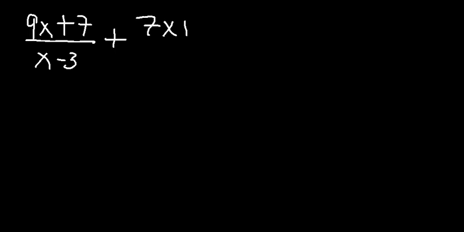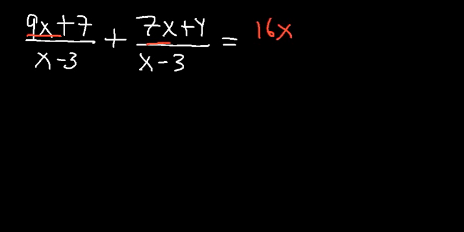So now we're going to focus on adding and subtracting rational expressions. So let's start with, let's say, like denominators. So 9x plus 7 divided by x minus 3, plus 7x plus 4 divided by the same denominator. If the denominators are the same, you can just add the numerators. So 9x plus 7x is 16x, and 4 plus 7 is 11, divided by x minus 3. That's all you've got to do for that problem.